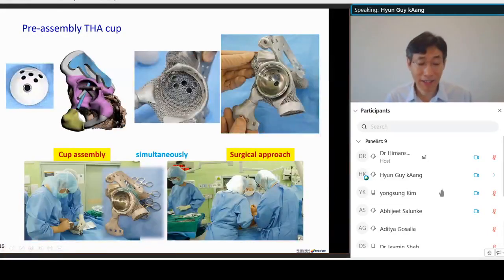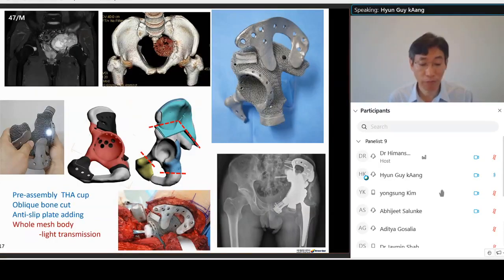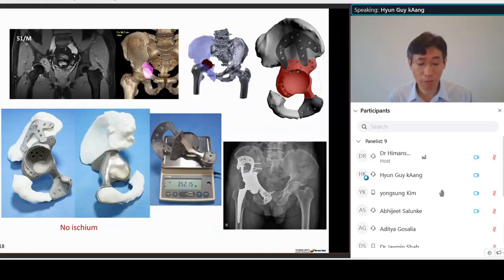So in the next case, I designed the 3D acetabulum with exactly the same screw holes as a 50 millimeter real acetabular cup. It much reduced surgical time because we could pre-assemble it outside of the OP field during the surgical approach. The 3D implant weight is much reduced with the mesh style body. Look at this transmitted light through the mesh body. This is the ischium. It does not play a role in weight bearing, so we omit the ischium.